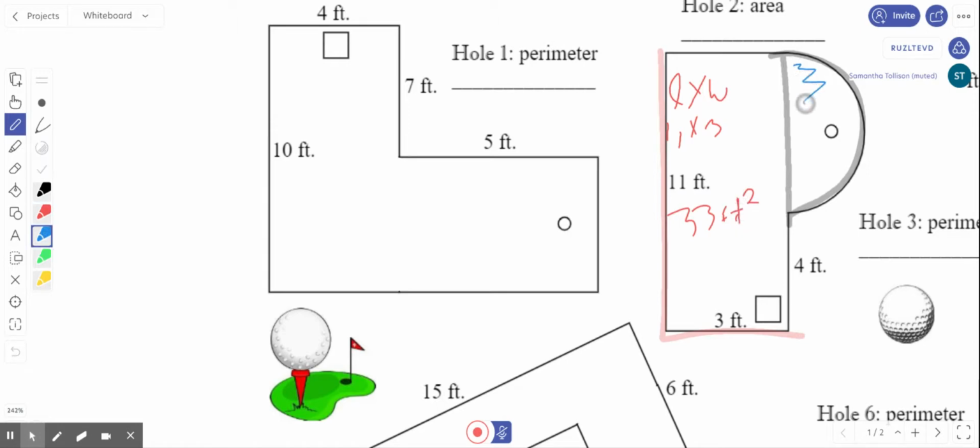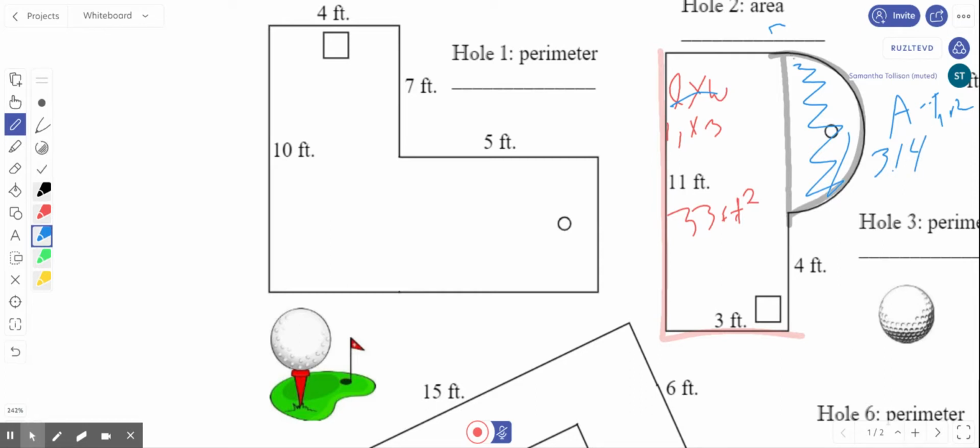Now we're going to be working with our semicircle over here. Now understand that the formula for finding the area of a circle is pi r squared. So my area equals pi r squared. And we are going to use 3.14 for pi. I do not know my radius.